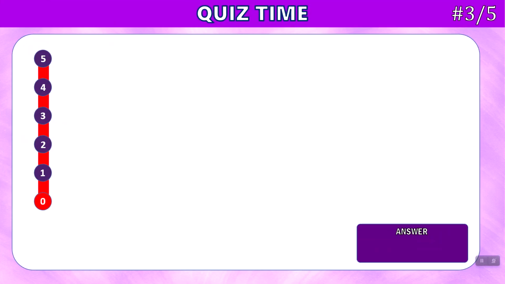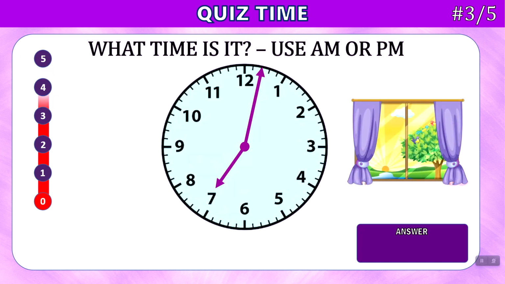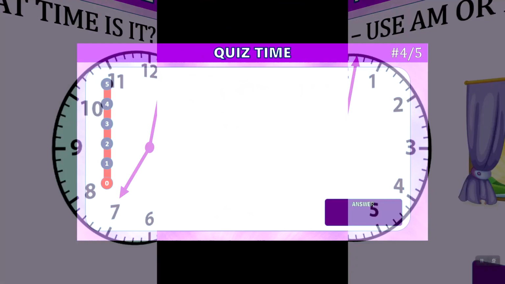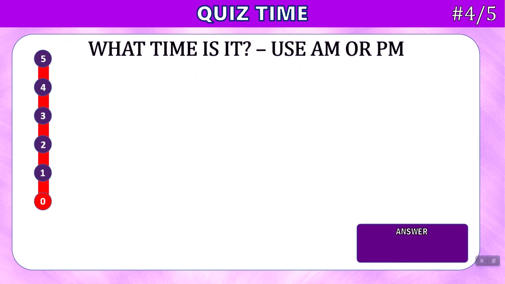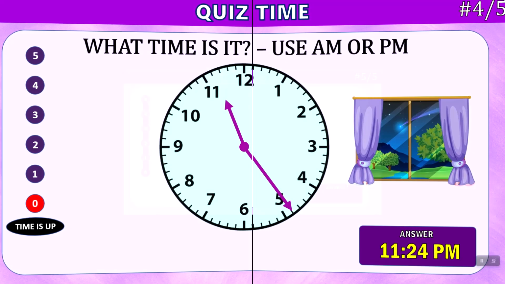Question 3. What time is it? Use AM or PM. Time's up. If we look at the window outside, we see it's morning, and so this is 7:02 a.m. Number 4. What time is it? Use AM or PM. Time's up. We can see outside it is dark, which means it is evening, and so this is 11:24 p.m.